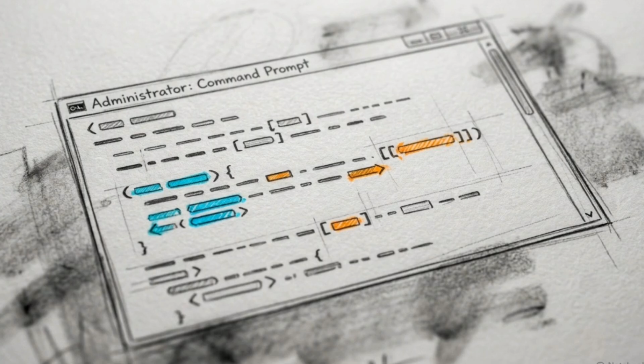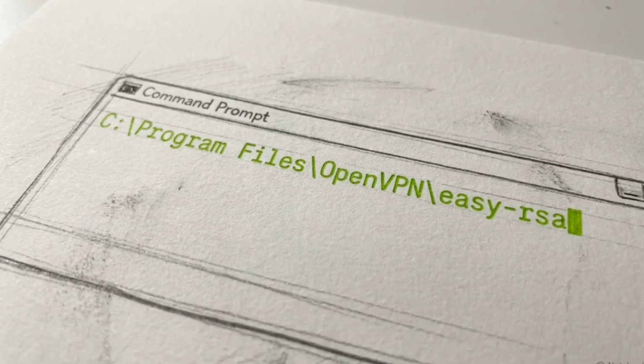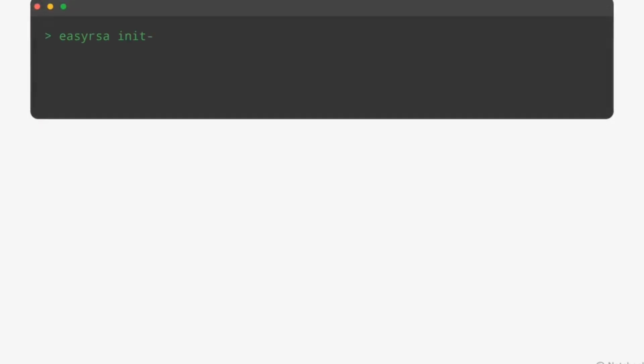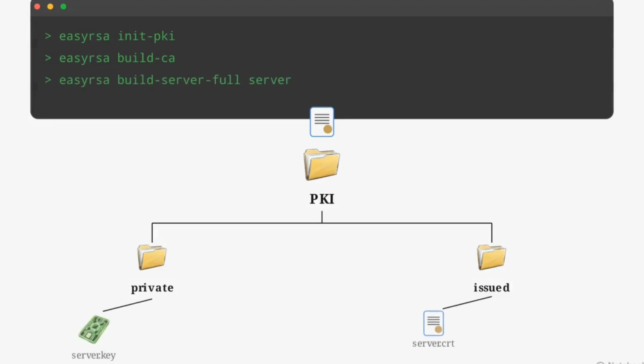Next, we generate the certificates and keys for the server and clients. Open the command prompt and be sure to run it as an administrator. Without elevated permissions, the following key generation steps will fail. Change your directory to the Easy-RSA folder inside your OpenVPN installation path. Then, launch the Easy-RSA command line interface and initialize a directory for your public key infrastructure. Follow that up by generating the individual certificates and key files for your server, and then execute the commands to do the exact same for your client devices.